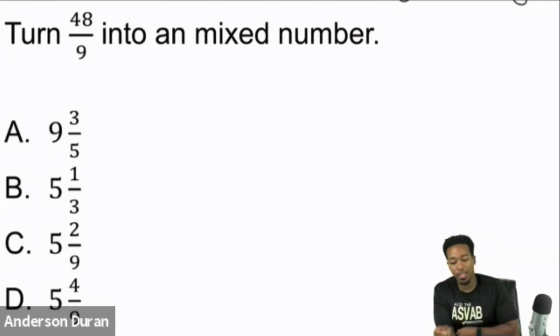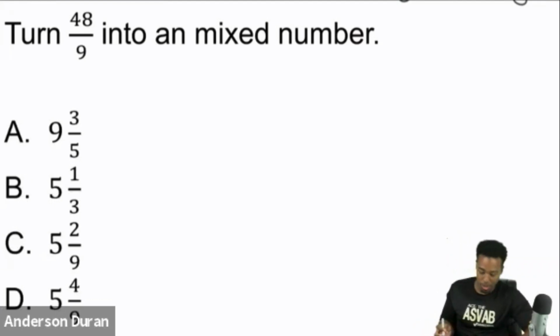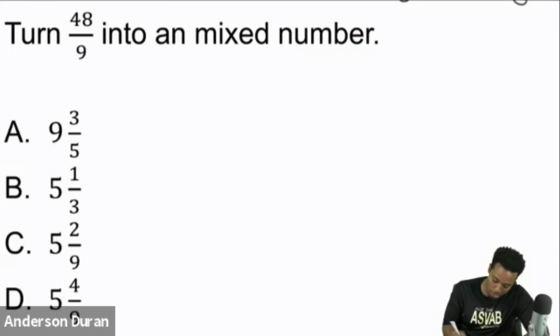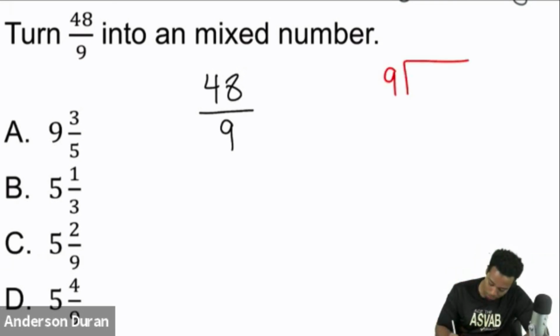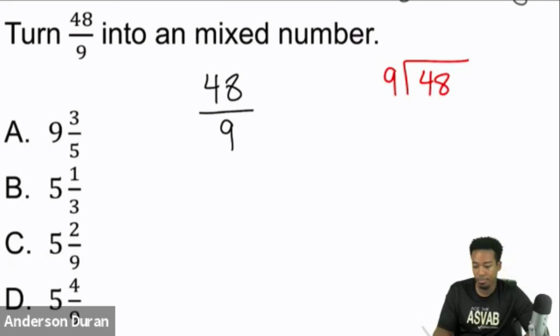So here we go. Turn it into a mixed number. Sounds good. Here we go. 48 over 9. All right. So looking back at our notes, it says divide the numerator by the denominator. Everybody, how many times does 9 go into 48? Right, it's going to go in there 5 times. Exactly.